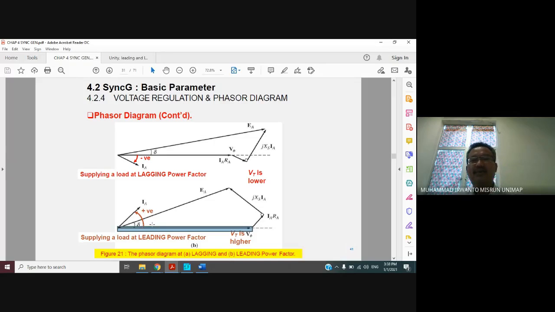Remember, when we have a leading power factor, the terminal voltage or phase voltage is higher than the internal generated voltage. And if the power factor is lagging, the terminal voltage or phase voltage is lower than the internal generated voltage, EA.